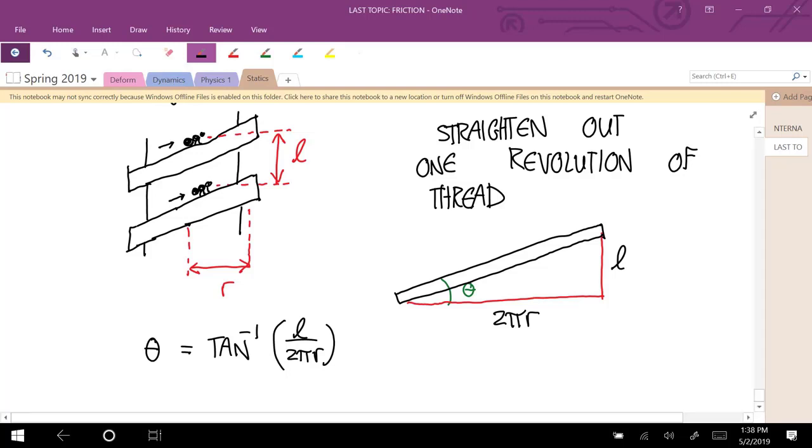Because that radius is a horizontal distance. It's not an angled distance along the thread. And that's just a radius you can measure with calipers, so that's a really convenient thing.